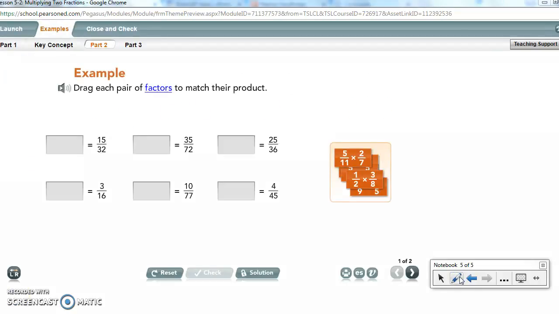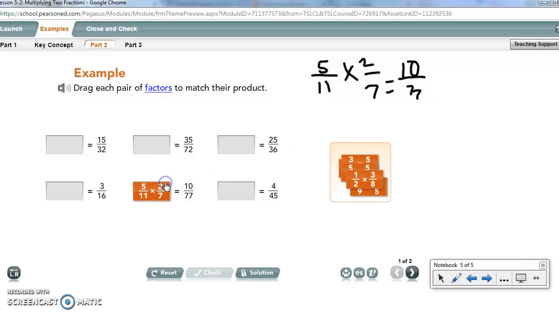They want us to drag each pair of factors to match their product. Go ahead and write these down with me. So if I have 5/11 times 2/7, I know 5 times 2 gives me 10, and 7 times 11 gives me 77. So 10/77 is my answer.